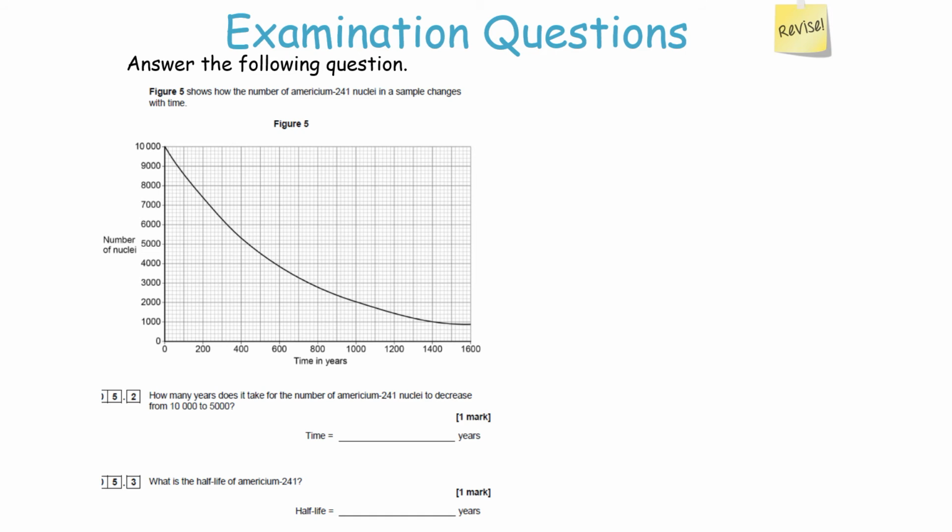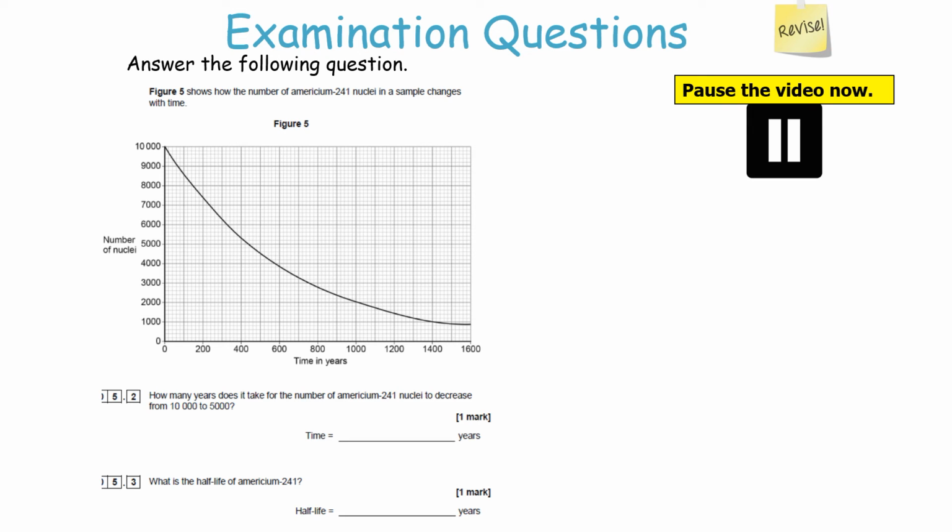Next question. Figure 5 shows how the number of americium nuclei in a sample changes with time. How many years does it take for the number of americium nuclei to decrease from 10,000 to 5,000? And what is the half-life of americium-241? Right, so let's have a look to see if we can do this. But first, pause the video and then unpause the video when you want to go through your answer.